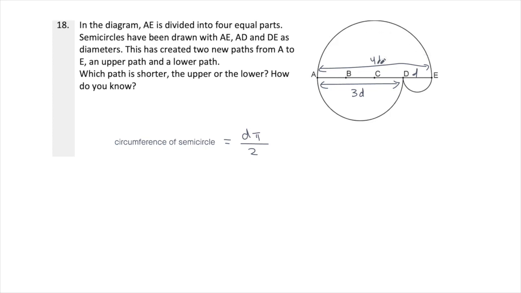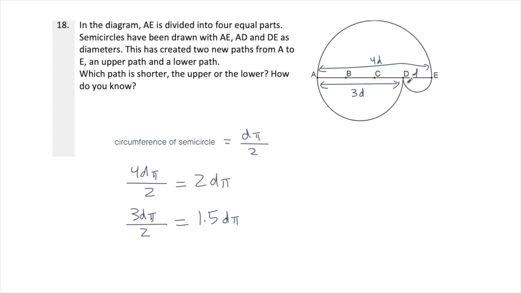We can plug in 4d into our equation, and we get 4d pi divided by 2 is equal to 2d pi. To figure out the length of the lower path, we can figure out the circumference of this semicircle with a diameter of 3d first. The circumference of that semicircle would be 3d pi divided by 2, which is equal to 1.5 d pi.